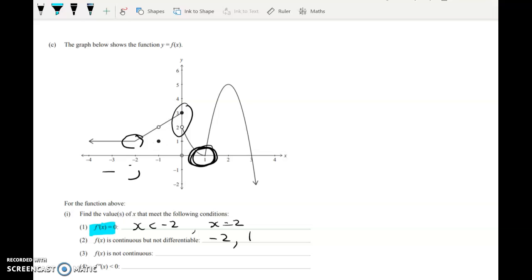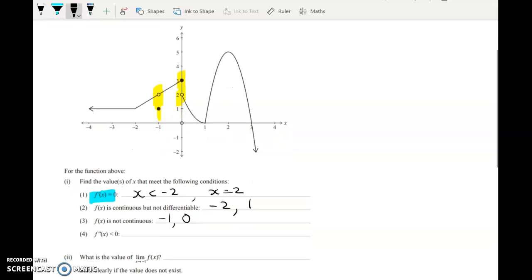Next up, where is the function not continuous? Right, it's not continuous here because there's a jump. That's what the little hole means. Not continuous here, but they are the only 2 places. So x equals -1 and 0.